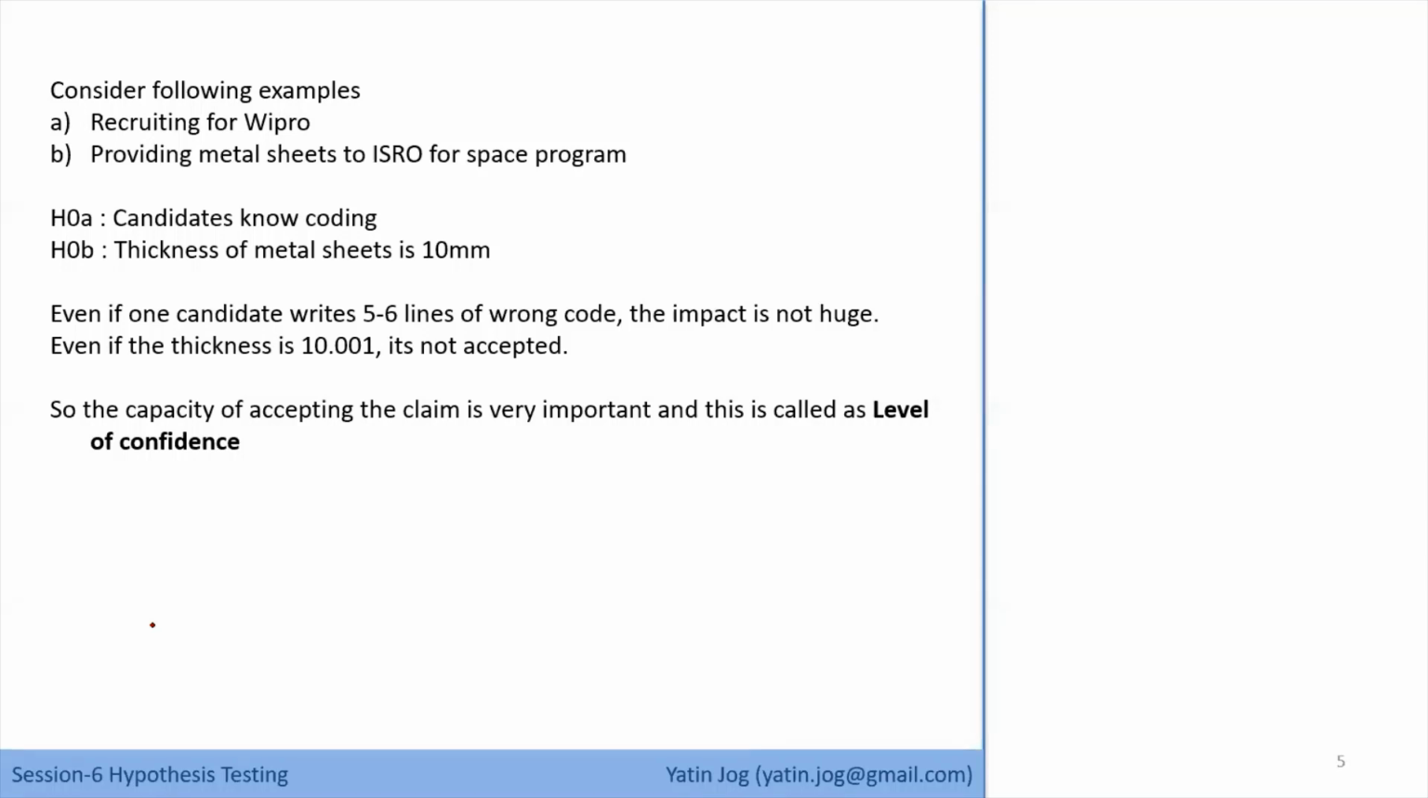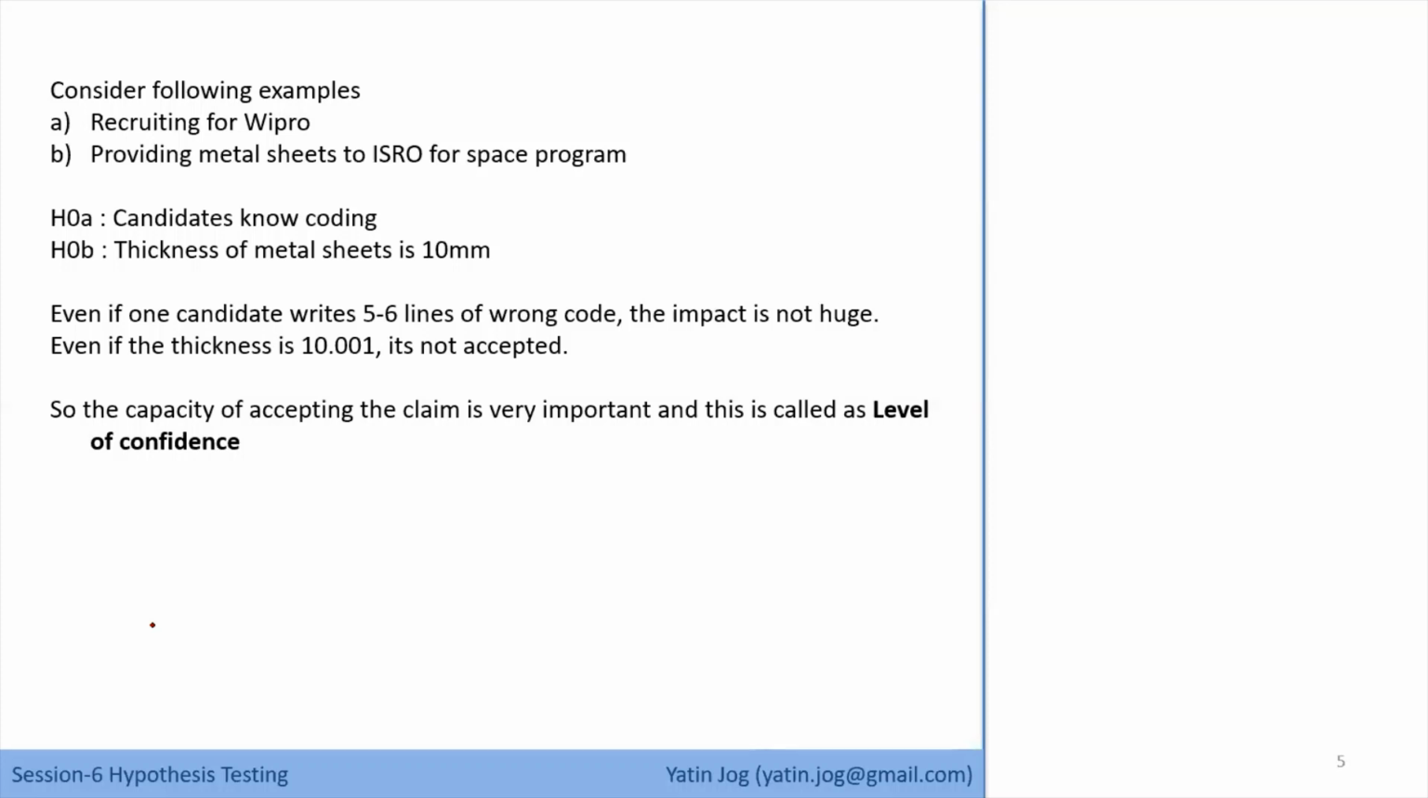But if you look at the second scenario, the thickness of the metal sheet is 10 mm, and because it is related to the ISRO space program, which is a very sensitive program, even if the thickness is 10.00001, that is not accepted. Even that much deviation, that much error, is not accepted. So what chance of error you are ready to accept defines your confidence level. In the first scenario, recruiting for Wipro, my confidence level can be 95%. Even 90%, I can go ahead and select the candidate. But in the second scenario, the ISRO program, I have to be 99.9999% sure.